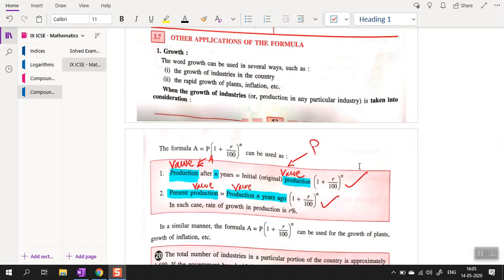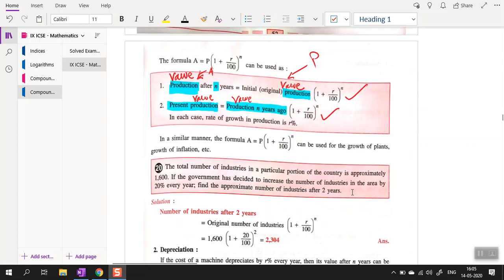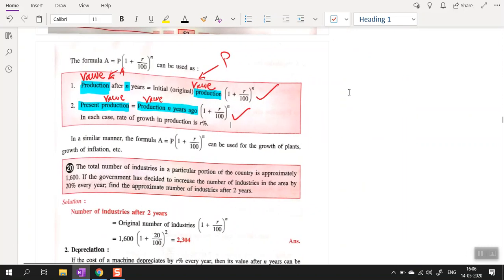So I have highlighted the formula over here. If you look at your screen, you'll see the formula. Production or value after n years is equal to initial production or initial value multiplied by (1 plus r upon 100) raised to n. Now this production after n years, which is on the left hand side, is the amount, and the initial production or initial value is the principal.